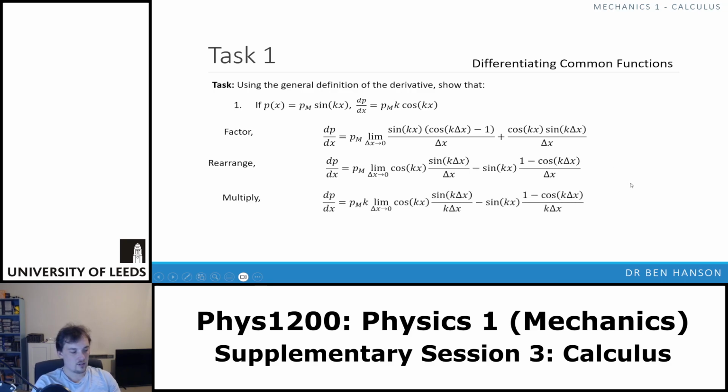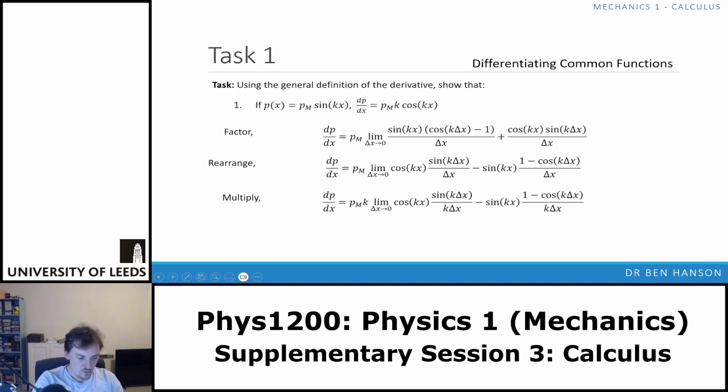Here's the trick. I'm going to multiply here and here by k. And I'm going to multiply here and here by k. And then I'm going to take that k out the front because it's just a constant. So now I've got sine k delta x divided by k delta x, and 1 minus cos k delta x divided by k delta x.